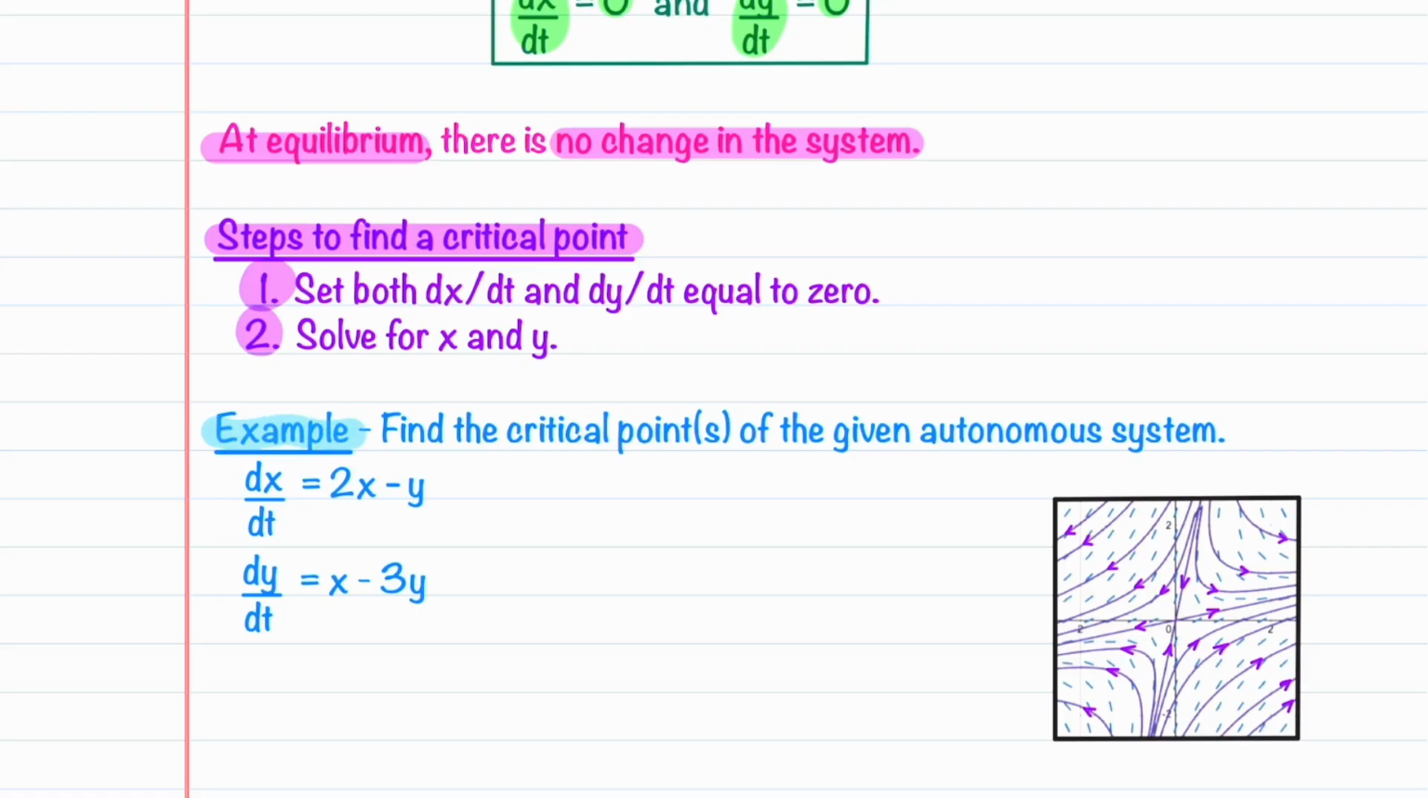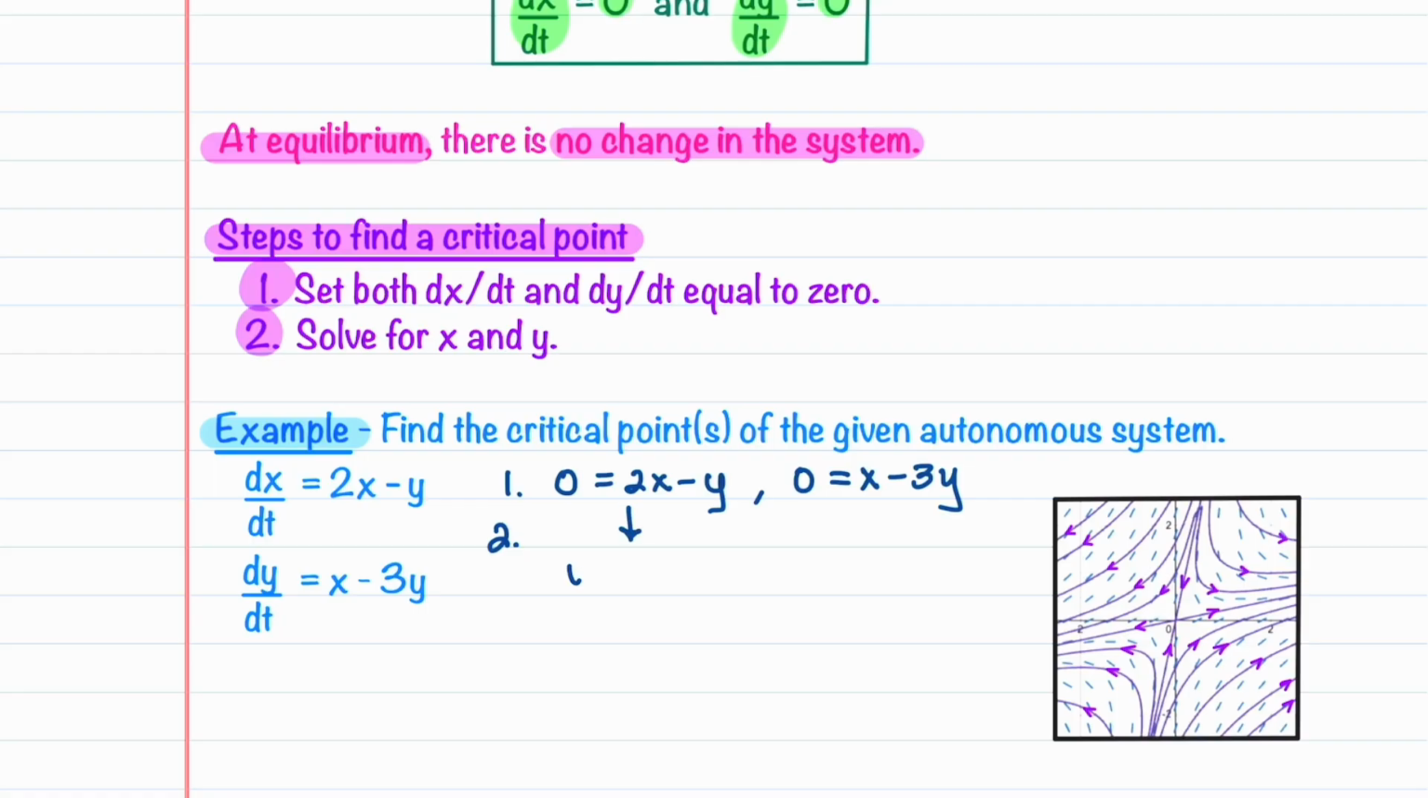Let's walk through an example so that you can see how this works. We're given dx/dt is equal to 2x minus y, and dy/dt is x minus 3y, and we're going to find the critical point. The first thing that we're going to do is set dx/dt and dy/dt equal to 0. So we have 0 is equal to 2x minus y, and then we have 0 is equal to x minus 3y. In step 2, we're just going to solve for x and y.